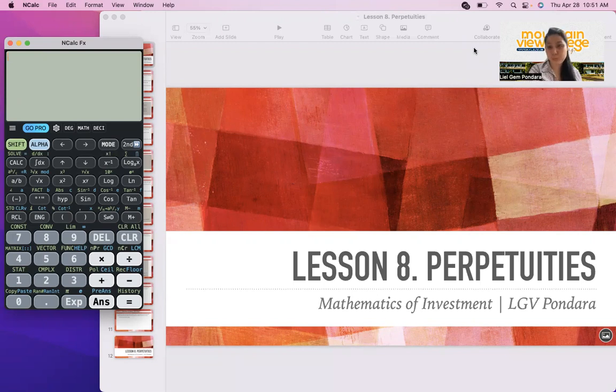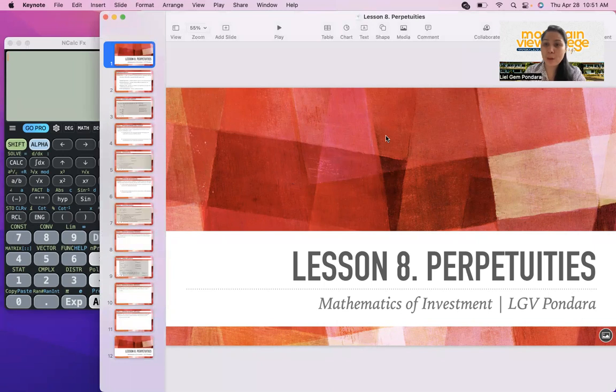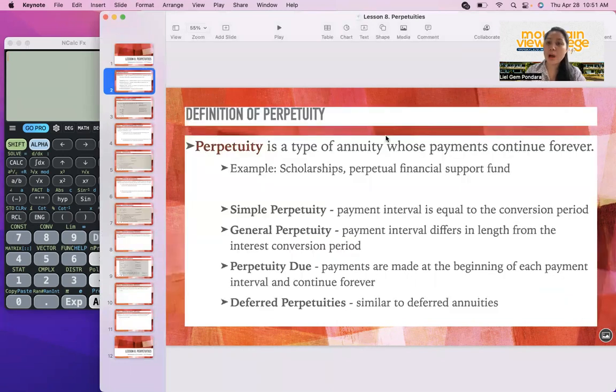It's about perpetuities. We can start by asking, what is a perpetuity? A perpetuity is a type of annuity. It means it has regular payments whose payments continue forever. So in perpetuity, there's no end. The payments are given at regular intervals and it goes on infinitely.